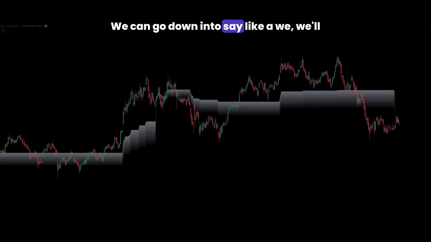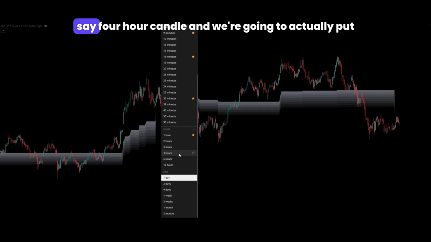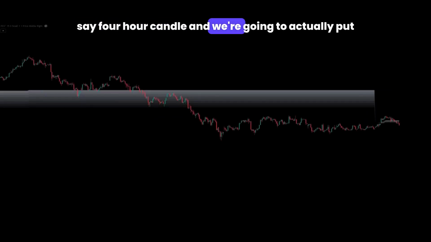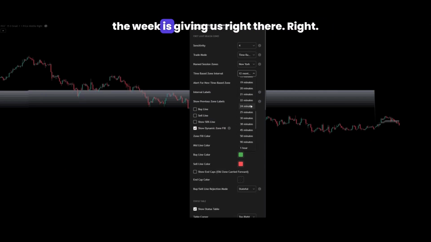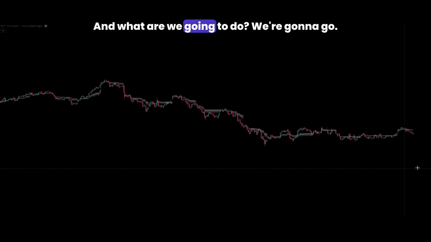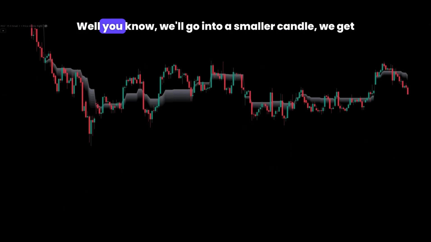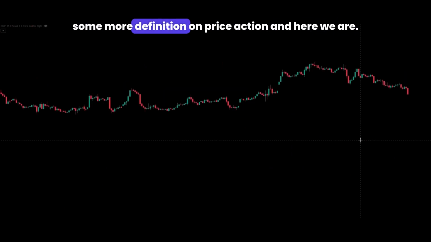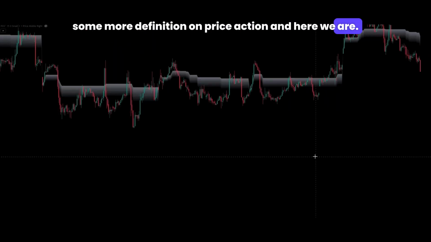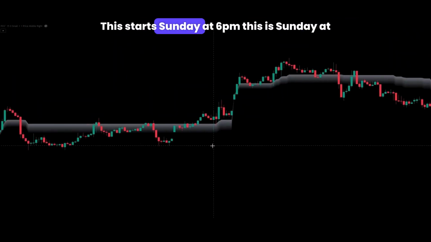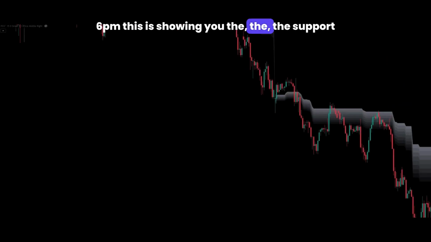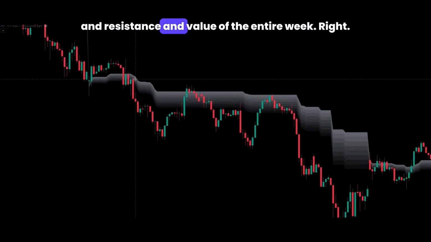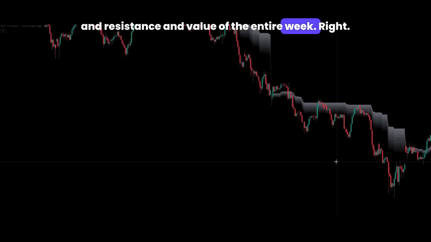Well, there's one way that you can really nail this in. We can go down into, say, a 4-hour candle, and we're going to actually put this on a weekly zone, so that we can see what the week is giving us right there, right? We'll go even to a smaller candle. We get some more definition on price action. And here we are. So each one of these is now a week. This starts Sunday at 6 p.m. This is Sunday at 6 p.m. This is showing you the support and resistance and value of the entire week, right?